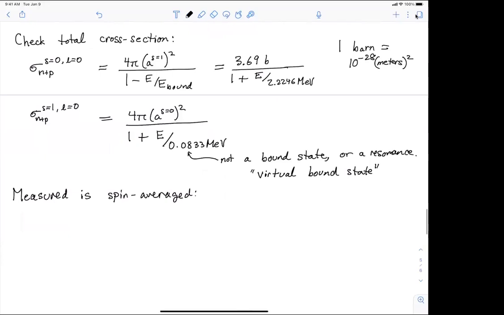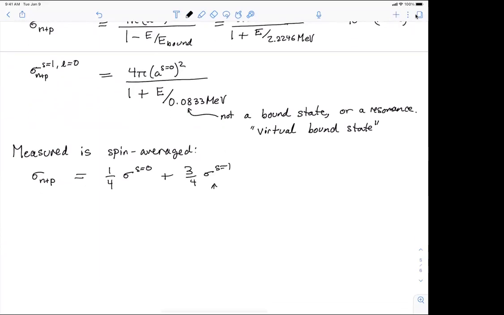Okay, and so the cross section for neutron plus proton at low energies, the spin averaging is going to be 1/4 of the spin 0 part plus 3/4 of the spin 1 part. The reason for that is just that the spin 1 is a triplet, as we know from adding angular momentum, and the spin 0 is a singlet, so there's only one of those. Right, so to average, if the spins are just completely random, you have a 1/4 chance of being in the singlet state and a 3/4 chance of being in the triplet state.